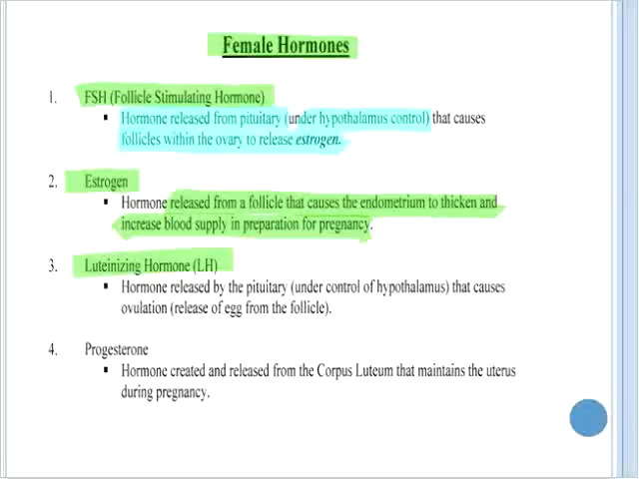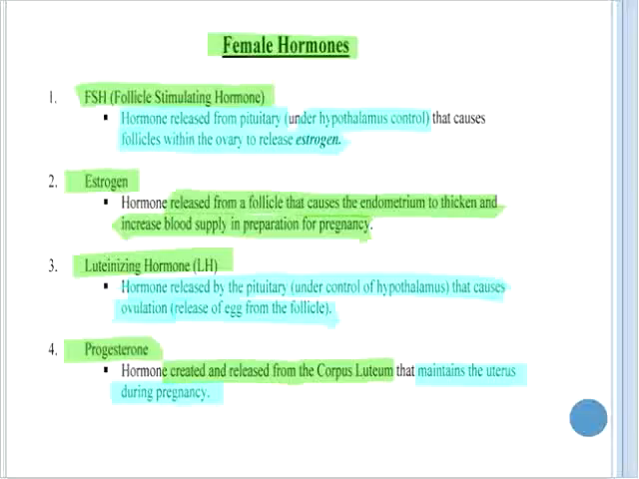Luteinizing hormone, or LH, is a hormone that is released by the pituitary, again under hypothalamic control. It causes ovulation. Ovulation being the release of the egg from the follicle. And progesterone. Progesterone, as a hormone, is created and released from the corpus luteum, and its function is it maintains the uterus during pregnancy.